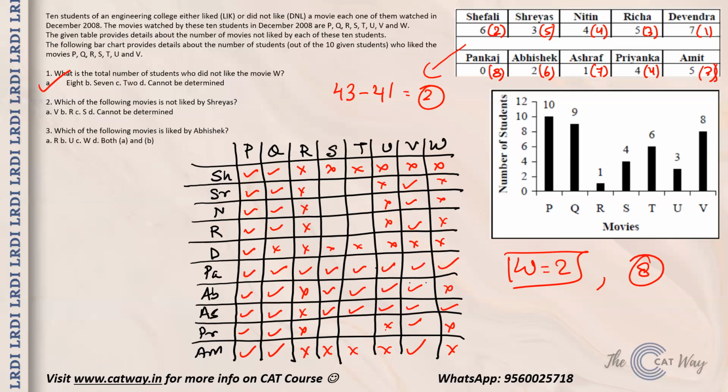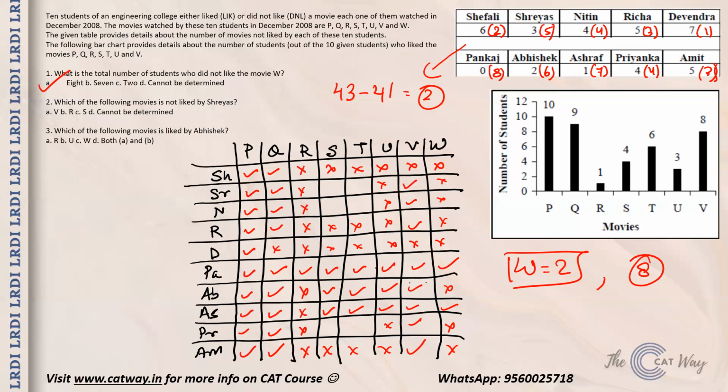Now let's see, guys, what do we have? If you talk about Richa, she did not like five movies. She liked three movies, and we know the data for the three movies she liked. So the other two movies she is not going to like.